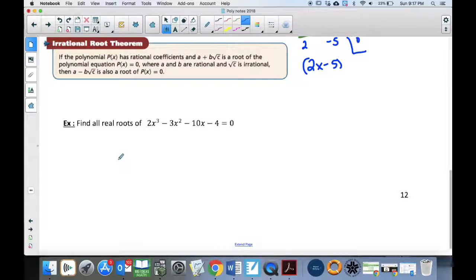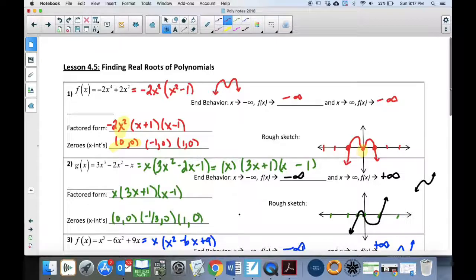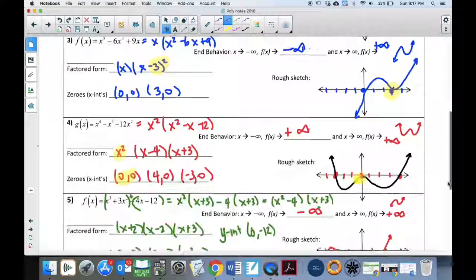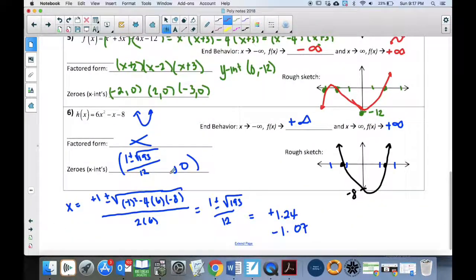One more theorem is the irrational root theorem, and it basically is saying if a plus b radical c is a root, then so is a minus b radical c. And so it's basically telling you they come in pairs. And you kind of know this already. We did that example on the back page. Let's look at that again for a second. We did this example on the first page where we came up with these crazy zeros.